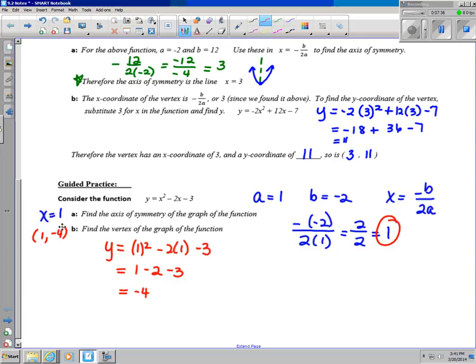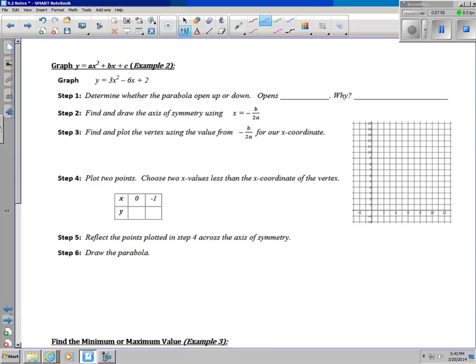So there's your guided practice. Okay? All right. Let's go ahead and go to the back. Notice we've used the same thing here. We're going to continue to use that to help us graph. We're going to use this exact information to help us graph, for example, 2. We're going to actually graph the function y equals 3x squared minus 6x plus 2.